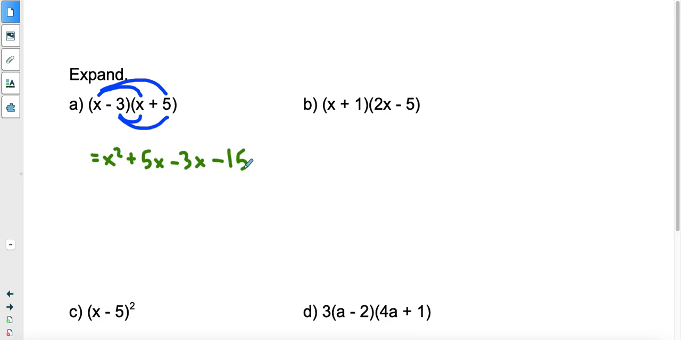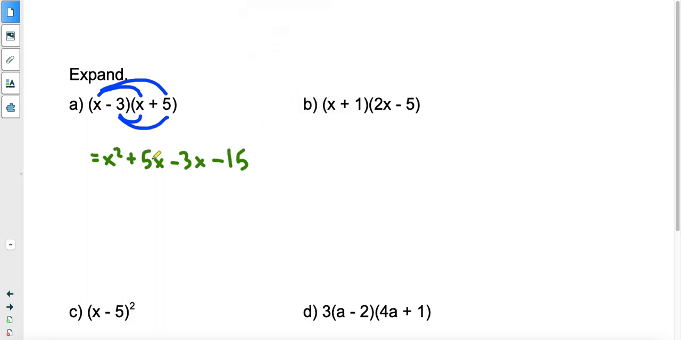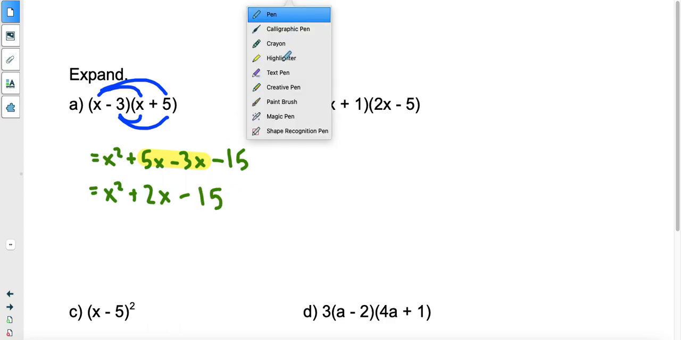And just like before, we can simplify this, right? Because you'll notice 5x minus 3x, well, 5 minus 3 is just 2, right? So 5x minus 3x is just 2x. And there's my answer.